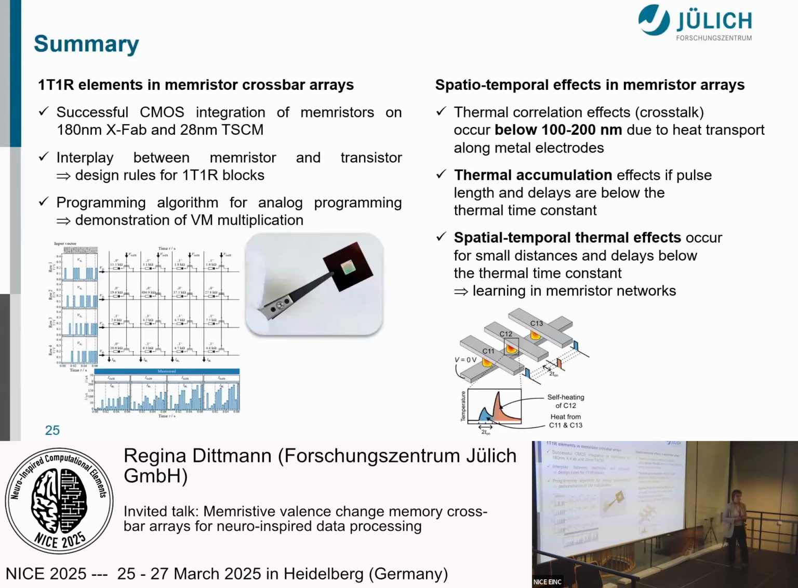In the second part, I talked about thermal coupling in memristor arrays. So there are two effects. There's first the thermal crosstalk in very dense arrays, and the second effect is the self-heating in a single memristor and the resulting thermal accumulation for very short coming pulses. And finally, putting all these things together, we have a nice playground of getting spatial temporal thermal effects in memristor crossbar arrays, which might be interesting for future implementation of biological learning rules.